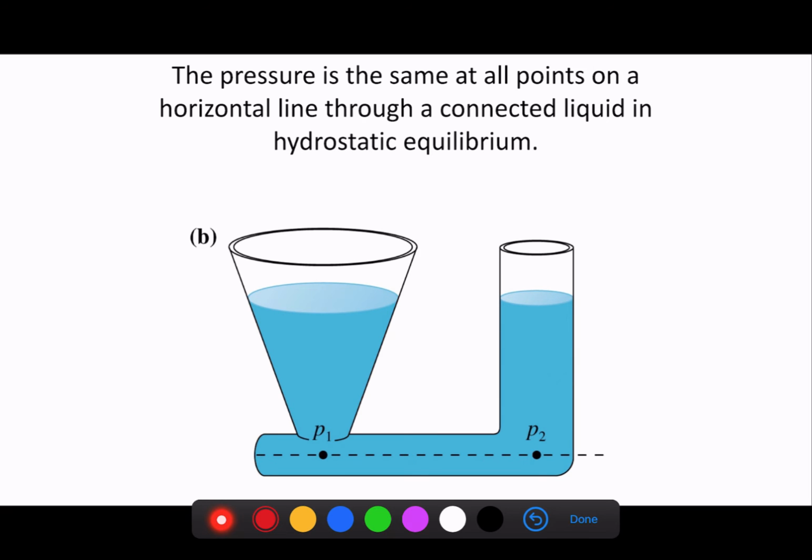So our pressure formula also leads us to the conclusion that the pressure is the same at all points on a horizontal line through a connected liquid in hydrostatic equilibrium. So what this is basically saying is that at the same depth, you'll have the same pressure in this particular picture. And if you have a closed container or open container, all of that's going to be accounted for. But you can't have differences in pressure at different horizontal locations. Let's go through and look at some examples to see how this works.